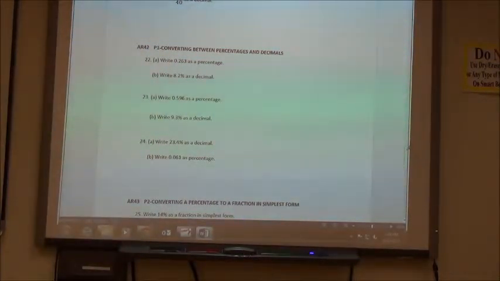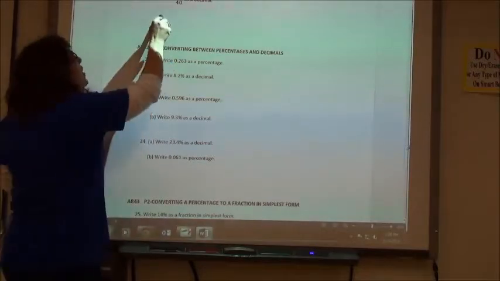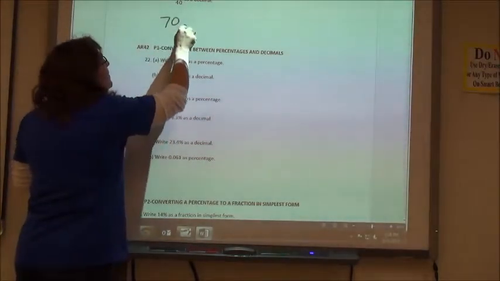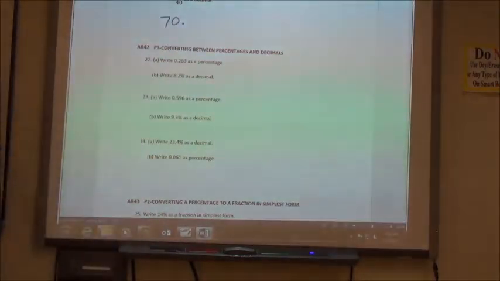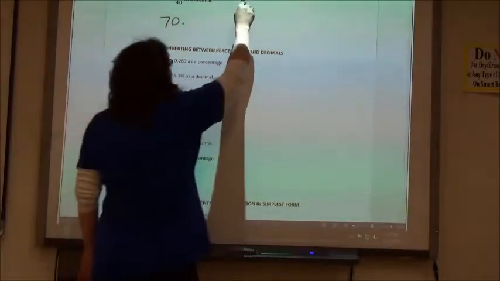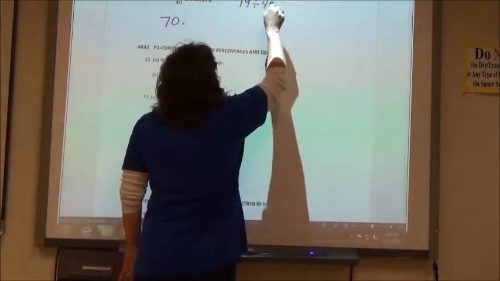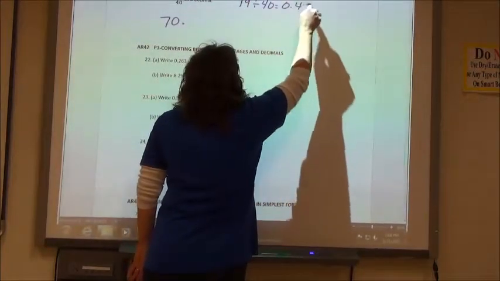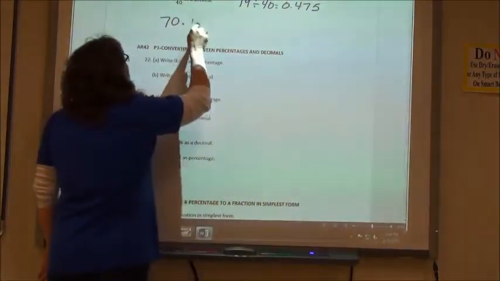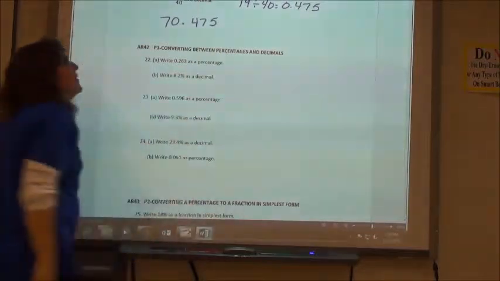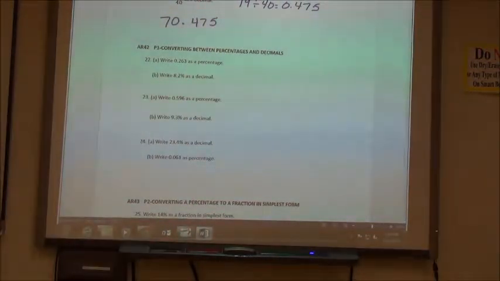70 and 19/40 is then. We know it's going to start 70 point something, right? 475. So 19 divided by 40 gives you 475 behind that 70. 70 and 475 thousandths.